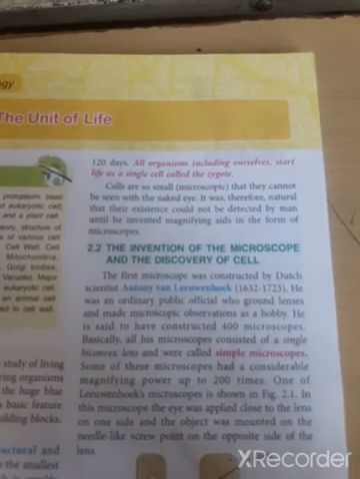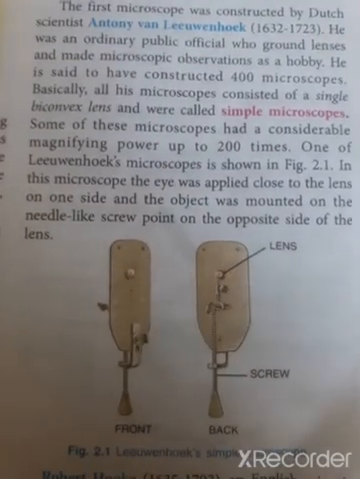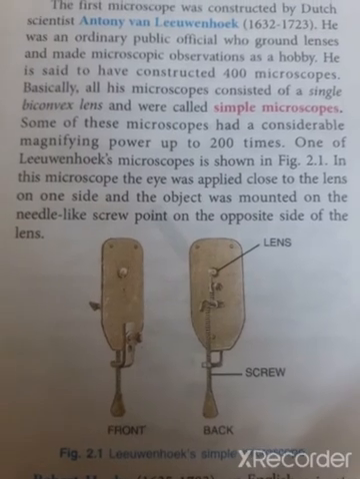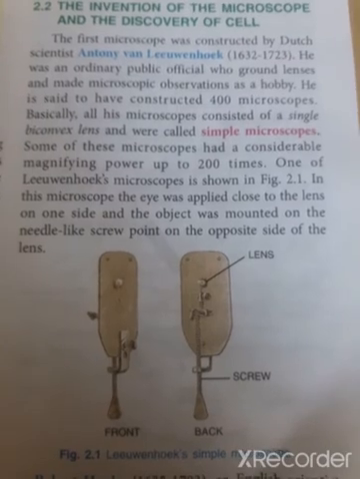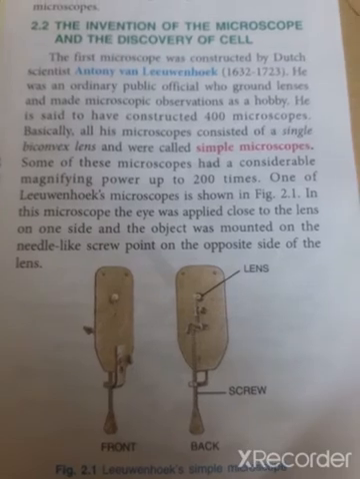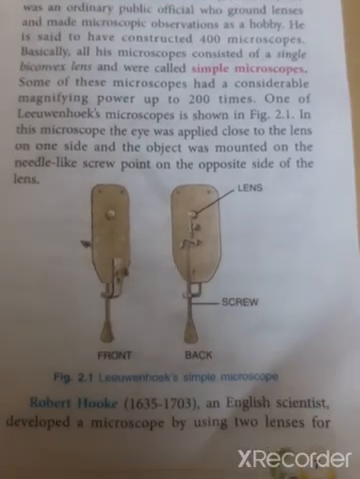As you have seen the zoom feature in a camera, you can zoom the picture and view it closely. Similarly, that microscope has magnifying power. Here in this picture, one of Leeuwenhoek's microscopes is shown. One is the front side of it, second is the back side of it. This is a very simple microscope. In this microscope, the eye was applied close to the lens. You can see the labeling on one side and the object was mounted. Mounted means placed on the needle-like screw point on the opposite side of the lens.